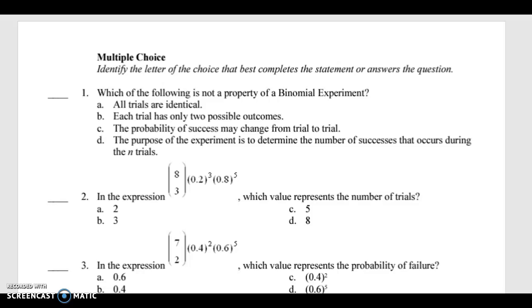Hi everybody, we're going to look at how to do some stuff with binomial random variables.